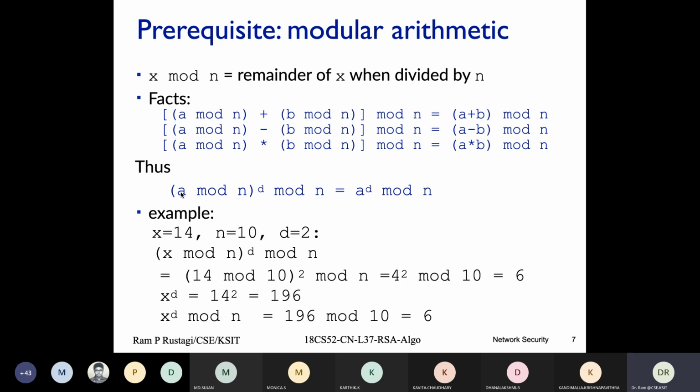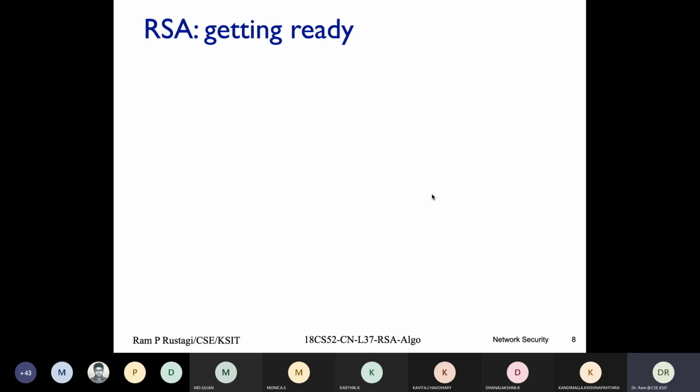So we basically use the fact that (a modulo n) power d is the same as a power d modulo n, and this property is extensively used in the RSA algorithm to work with the public and private key.